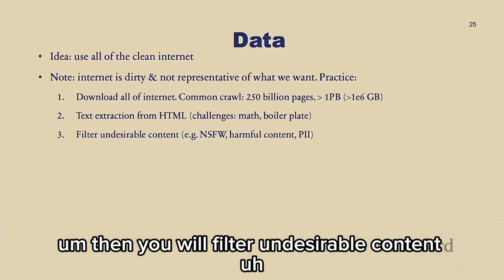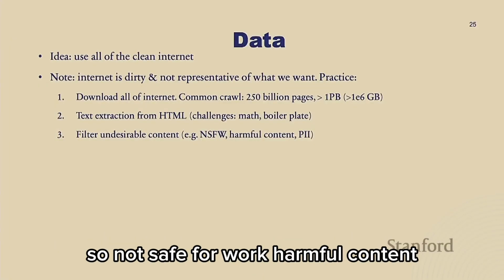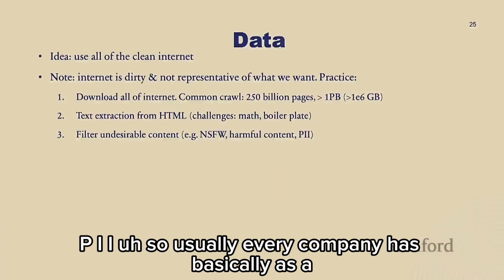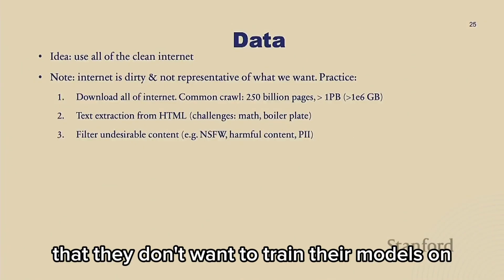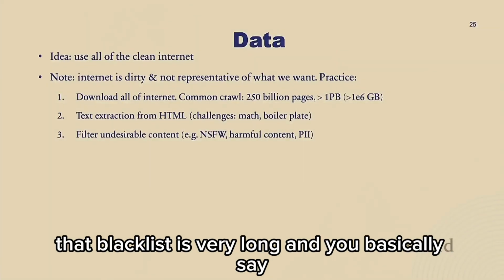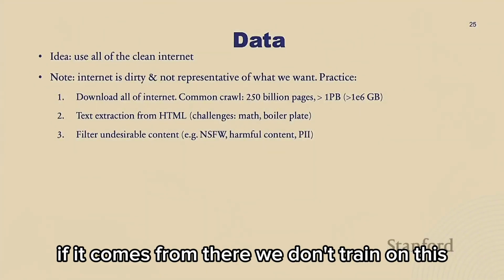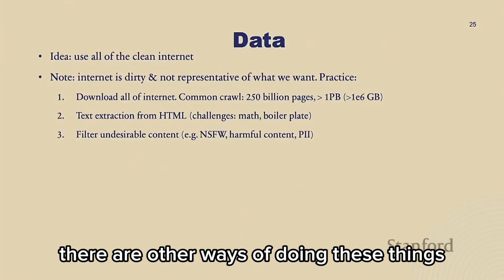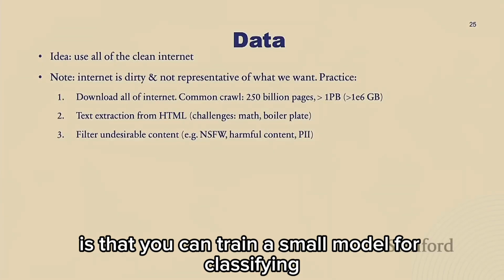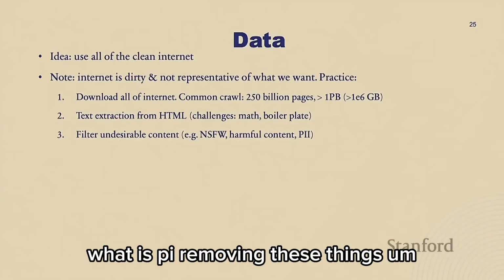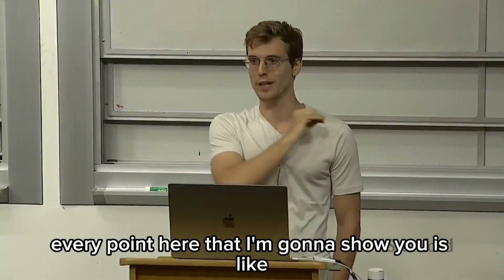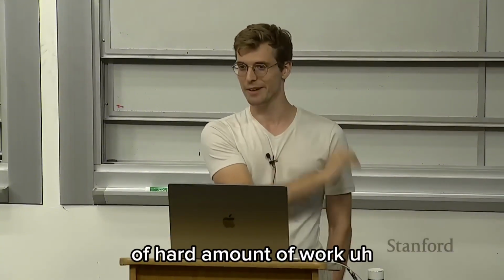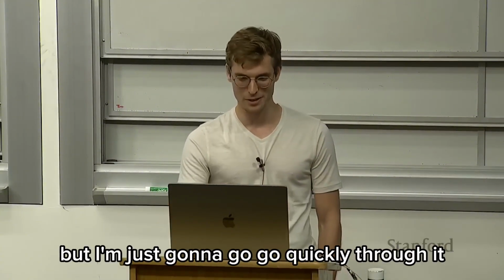Then you will filter undesirable content. So not safe for work, harmful content, PII. Usually every company has basically a blacklist of websites that they don't want to train their models on. That blacklist is very long. And you basically say, if it comes from there, we don't train on this. There are other ways of doing these things, is that you can train a small model for classifying what is PII, removing these things. It's hard. Every point here that I'm going to show you is like a hard amount of work. But I'm just going to go quickly through it.